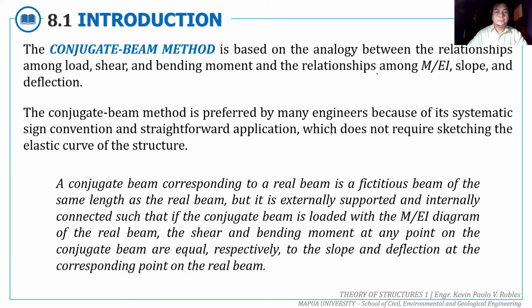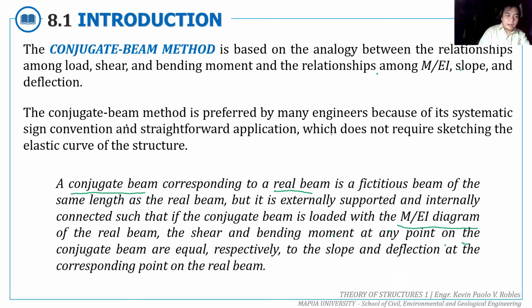So accordingly, the conjugate beam corresponding to the real beam is a fictitious beam with the same length as the real beam, but it is externally supported and internally connected such that if the conjugate beam is loaded with the M over EI diagram, so we need to draw here the moment diagram of the real beam, the shear and the bending moment at any point on the conjugate beam are equal respectively to the slope and deflection at the corresponding point on the real beam.